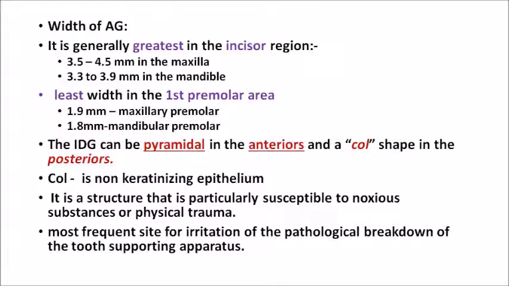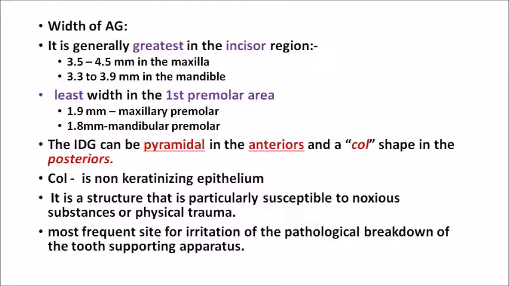3.5 to 4.5 millimeters is the width of attached gingiva in the maxillary incisor region, and it is 3.3 to 3.9 millimeters in the mandibular incisor area. It is more in the maxilla. When you visualize an oral cavity or you visualize a denture only, you can understand this. Width of attached gingiva will be maximum in the maxillary incisor region, and it is 3.5 to 4.5 millimeters.